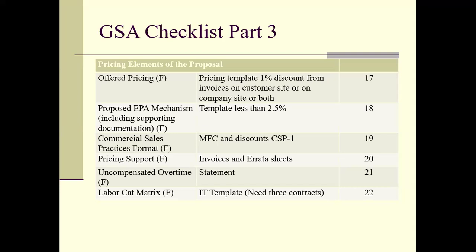And then finally, labor category matrix. Basically, you need 3 contracts for an IT template, and it basically lays out all the structure for how you've done work and how you've progressed.